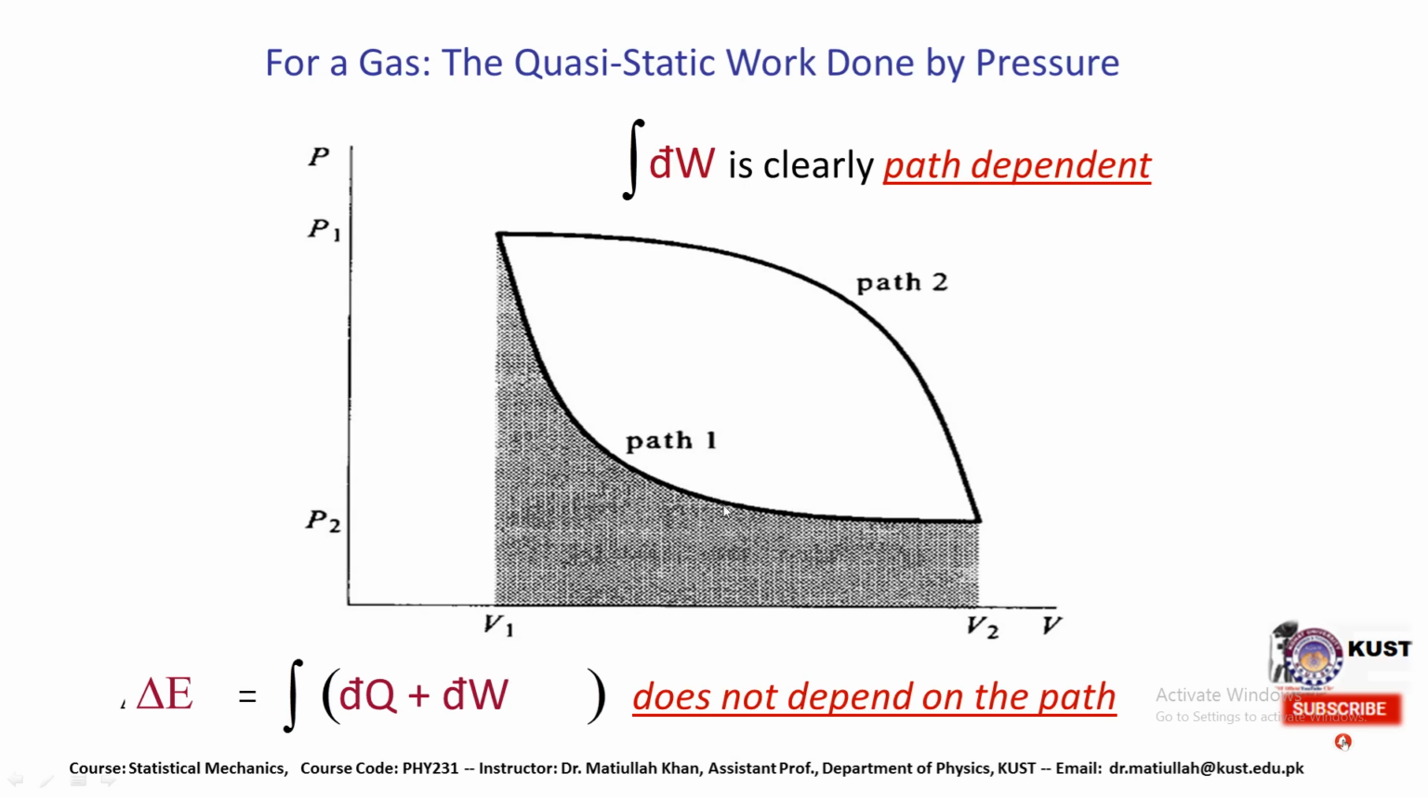So in this way, when we calculate the integral, we can get the information from this integral that this is path dependent. It is clearly a path dependent quantity. But if we get the delta E, the total amount of energy, that is path independent. And this is something about the work done by pressure in today's lecture.